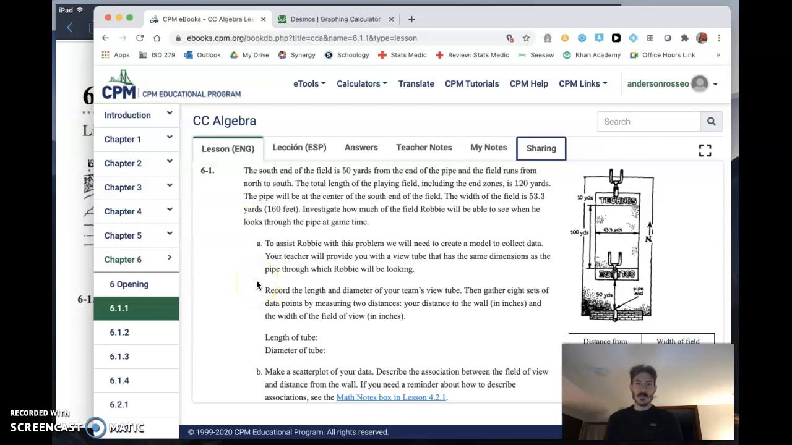Investigate how much of the field Robbie will be able to see when he looks through the pipe at game time. Now, I'll share with you, as somebody who does stats and deals with data, a necessary part of these things is going to be collecting data. And again, we can't have you doing these things in person, but like I said, if you grabbed one of these, this would be kind of how we're going to look at doing something like this.